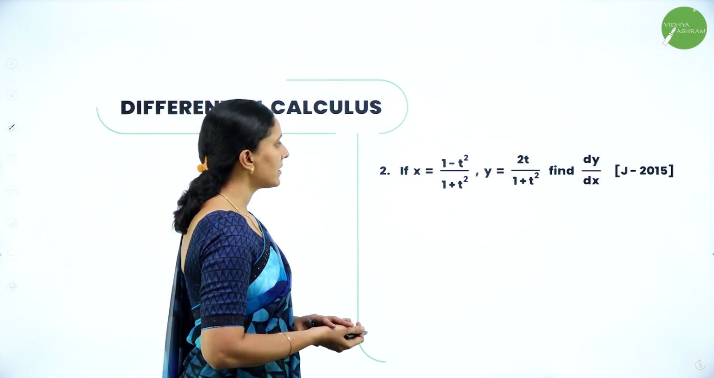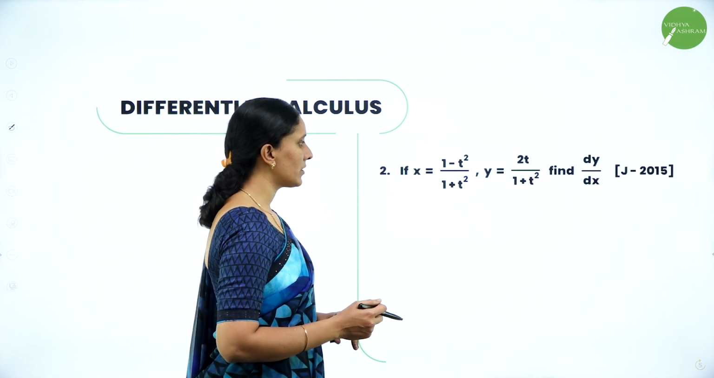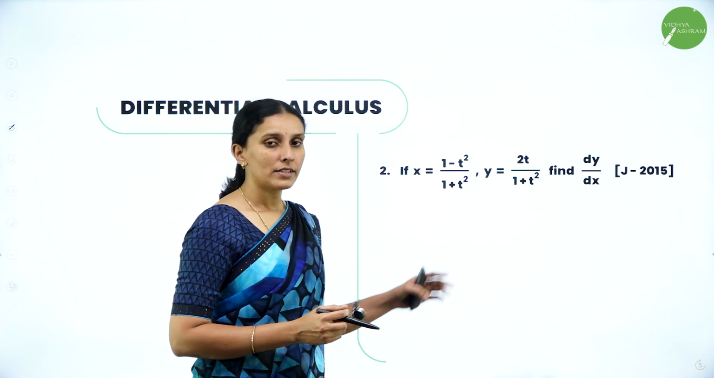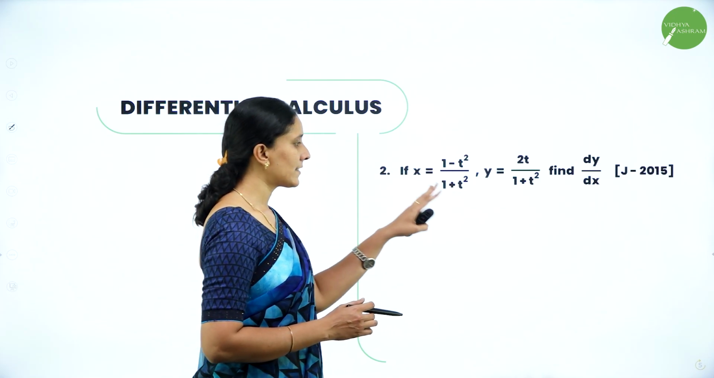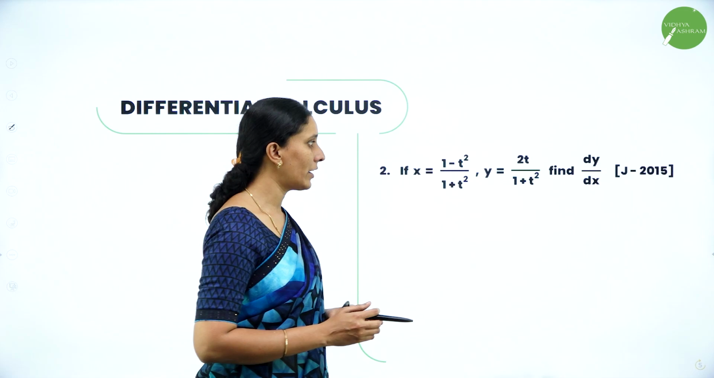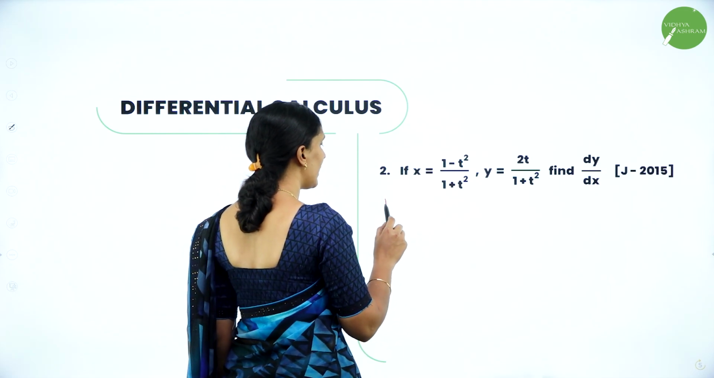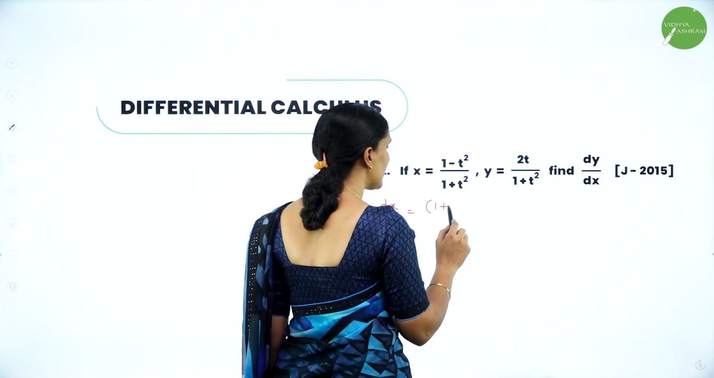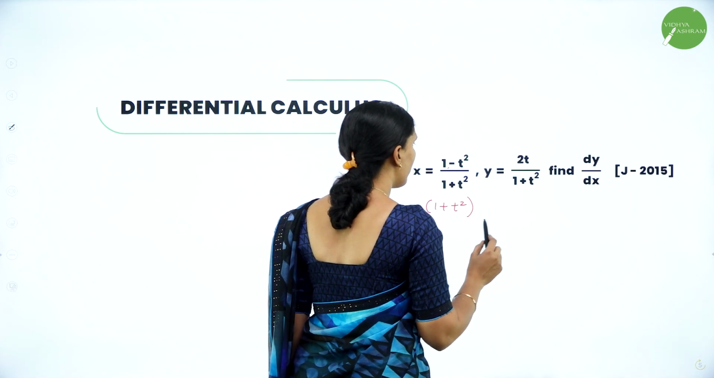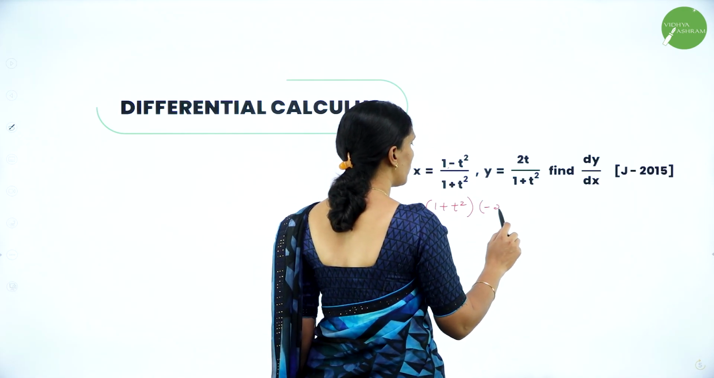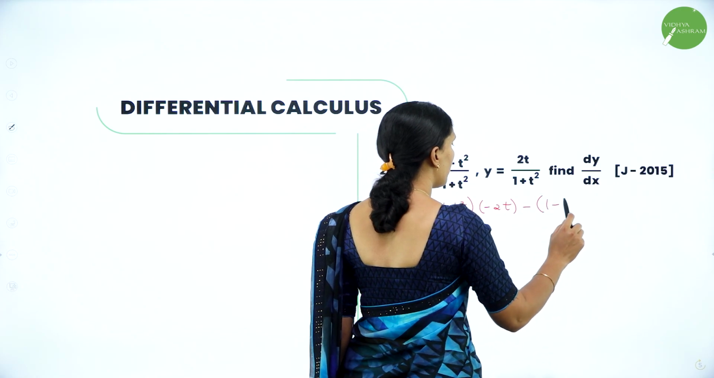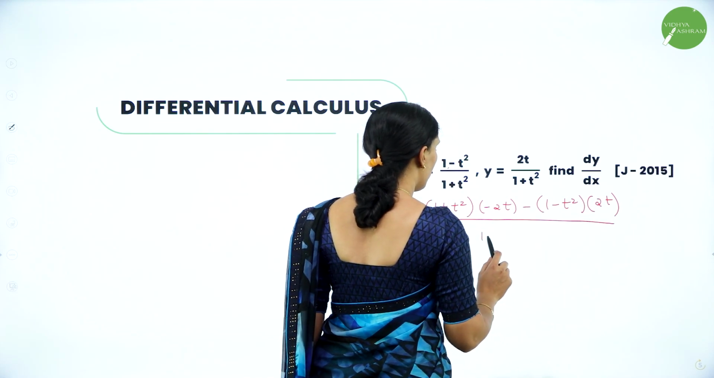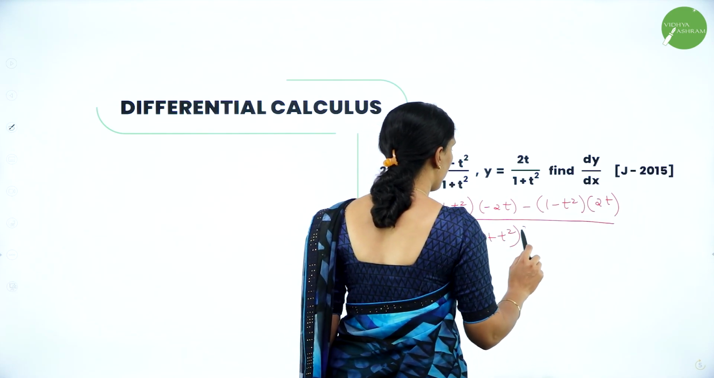Next we have x is equal to 1 minus t square by 1 plus t square, y is equal to 2t by 1 plus t square, find dy by dx. So it's a parametric function, let us derive x and y with respect to t, then we will find out dy by dx. So let's take dx by dt, we are going to apply the quotient rule here. So 1 plus t square and derive 1 minus t square will get minus 2t, minus 1 minus t square and here we'll get 2t divided by 1 plus t square whole square.